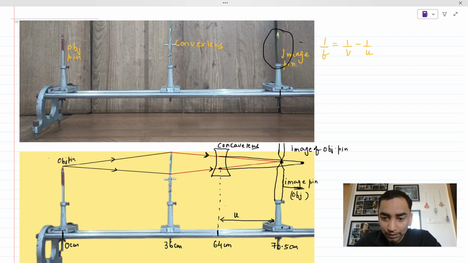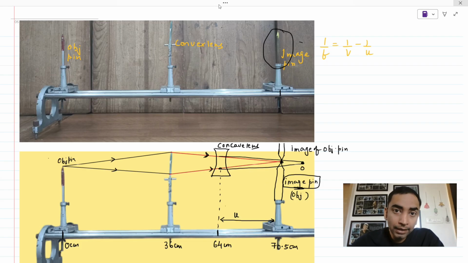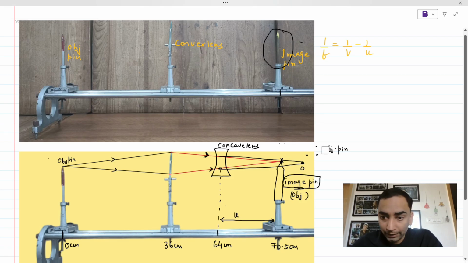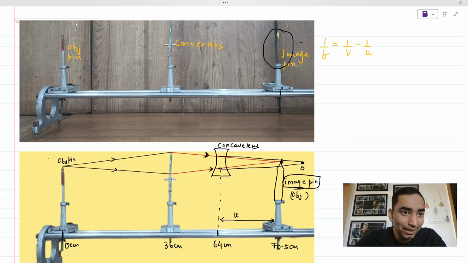So this image pin itself will behave as a virtual object for the concave lens, and finally you will get an image which is at this particular point. I'm going to call this point O. And once again I will have to move because I will get the final image shifted behind. Now guys, you would be a little astonished that this is again a real image. Why? Because the rays are actually meeting. You see that these two black color rays are actually meeting. So in case of a concave lens, if the object is virtual, the image can be real, right?